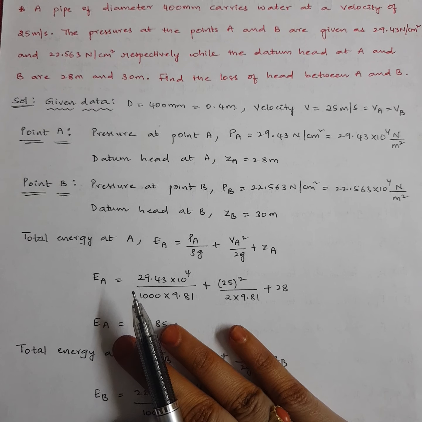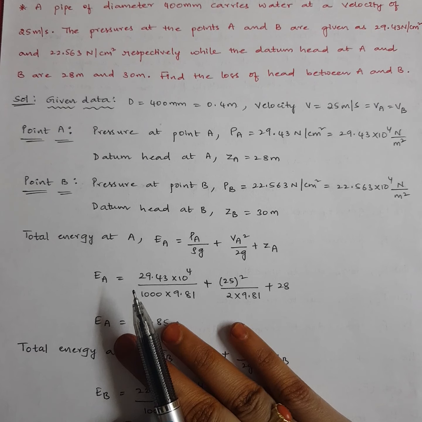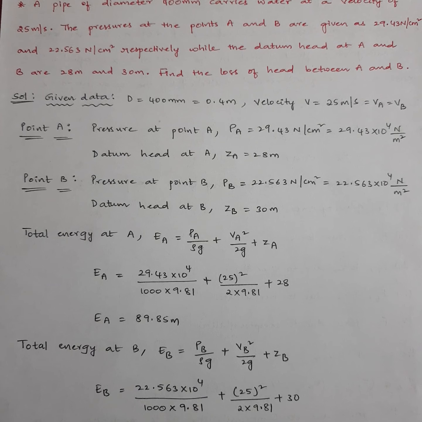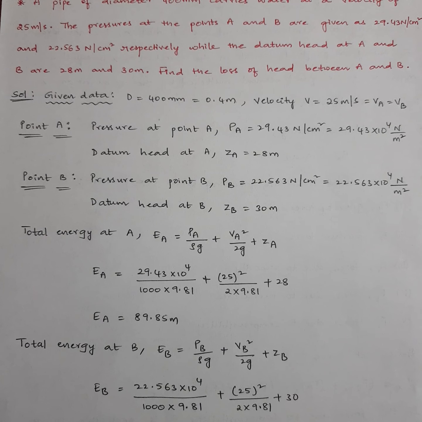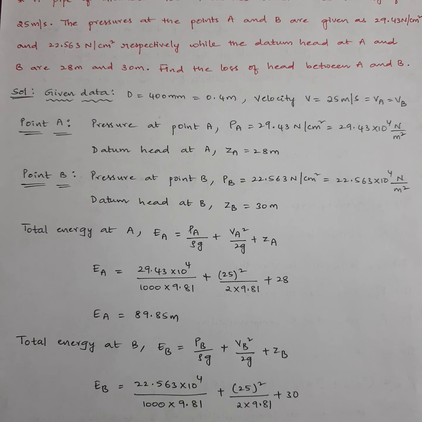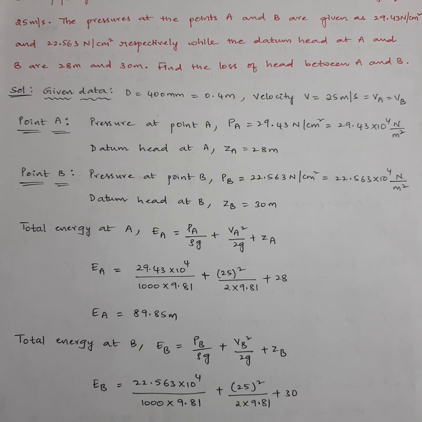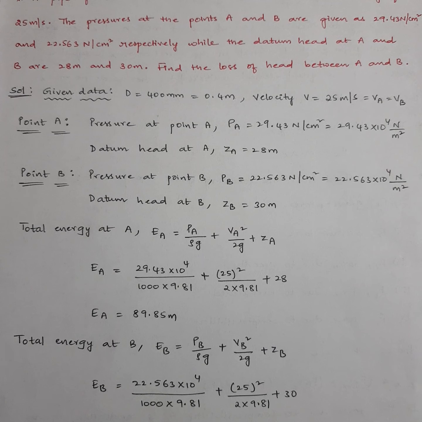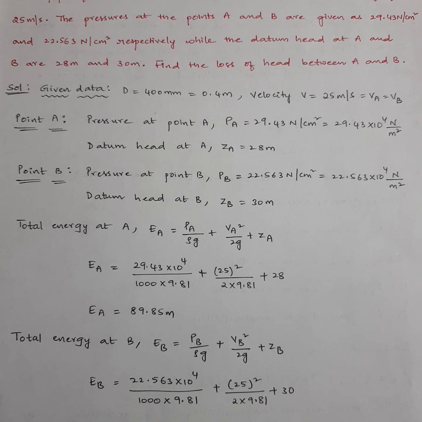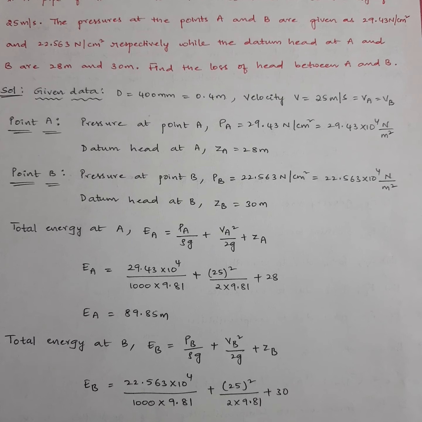Means if you remember Bernoulli's equation for real fluids, the equation was P1 by rho g plus V1 square by 2g plus Z1 equal to P2 by rho g plus V2 square by 2g plus Z2 plus HL. What does this P1 by rho g plus V1 square by 2g plus Z1 means? It is a total energy at section 1 is equal to total energy at section 2 plus HL. So finally what can be HL written as? Total energy at section 1 minus total energy at section 2.